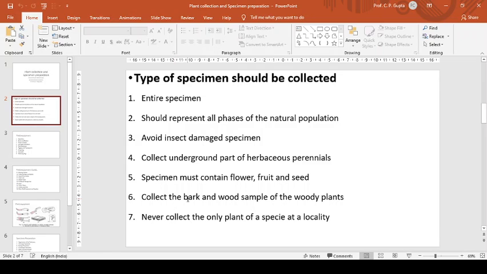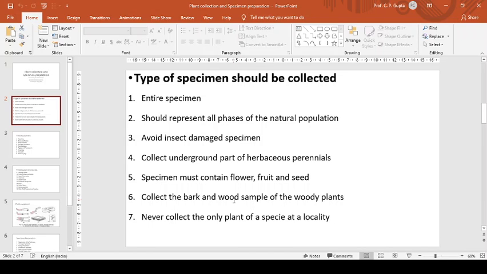Specimens larger than the size of a single sheet should be divided and pressed on a series of sheets. This we will see when we are pressing the specimen. Collect plants with the leaves intact, as different kinds of foliage prove helpful in identification. Then collect the bark and wood sample of the woody plants because they are also key characters when we identify a plant.